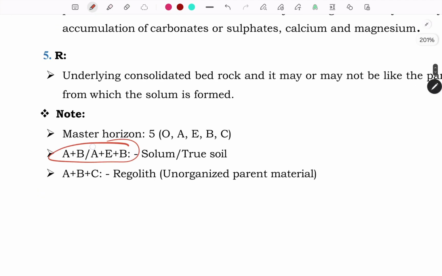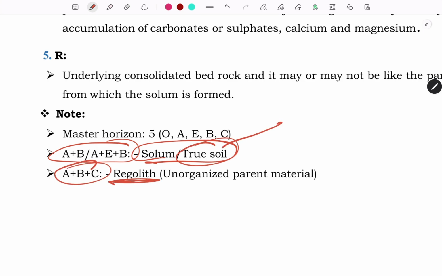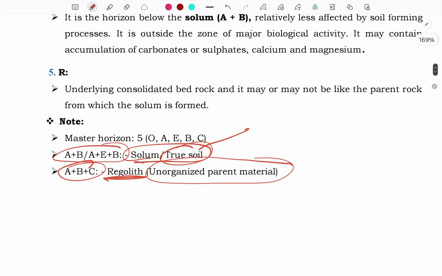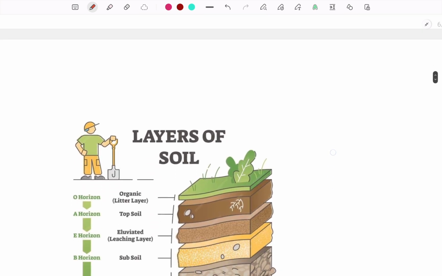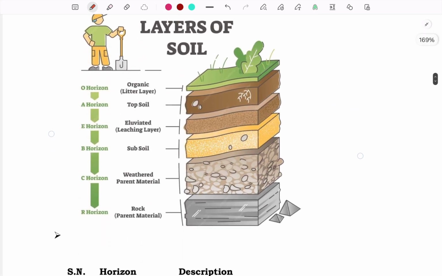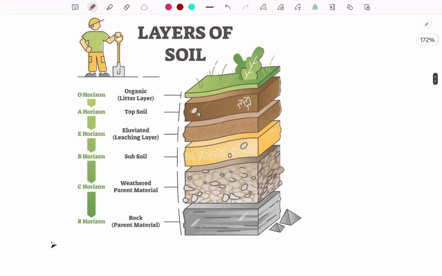See, A plus B, or A plus E plus B, is called solum or the true soil. A plus B plus C is called regolith. It is an unorganized parent material. I hope you understood the topic, that is soil profile. Next we will move to the next topic. Before moving, let us summarize this topic again.